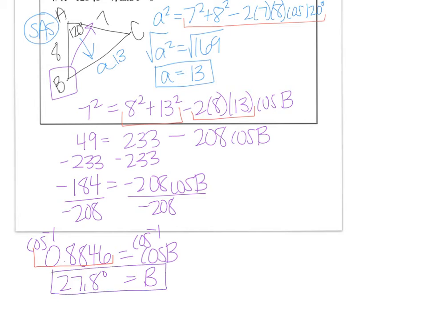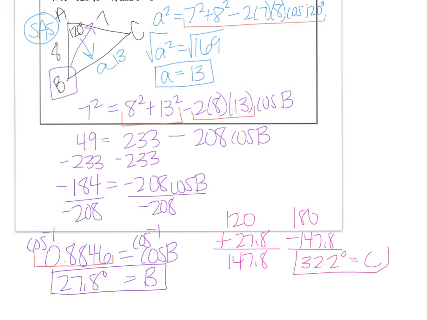I just need one more. The last thing that's missing is angle C. So to find angle C, it's real easy. You just add the two angles we now know. That's 147.8, and subtract from 180. And we get 32.2 degrees for angle C. And please make sure you're labeling this as you go. That's something that I want to see in our upcoming quizzes and tests.